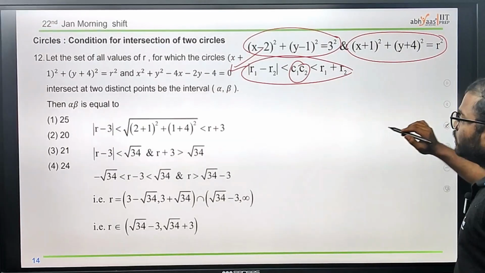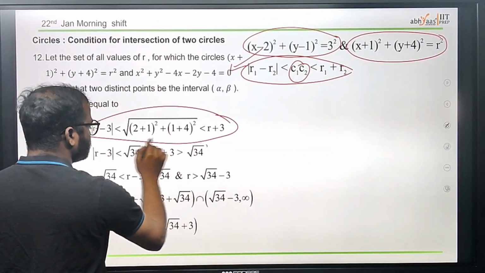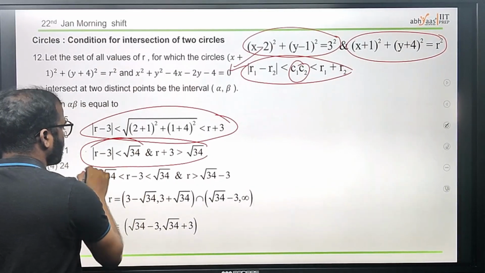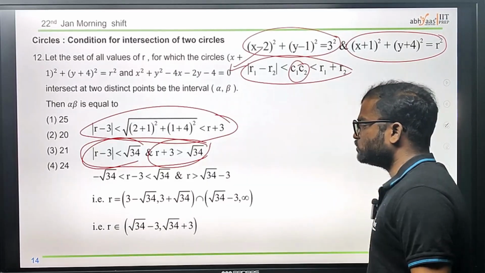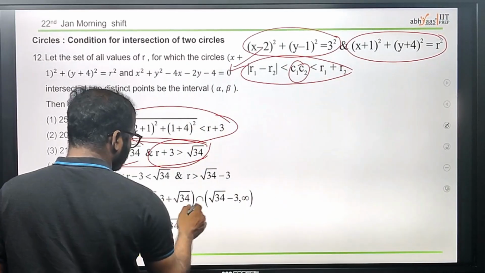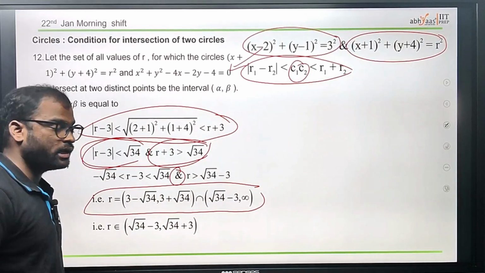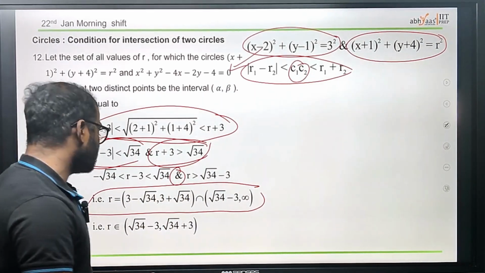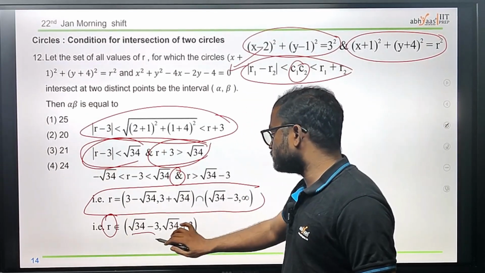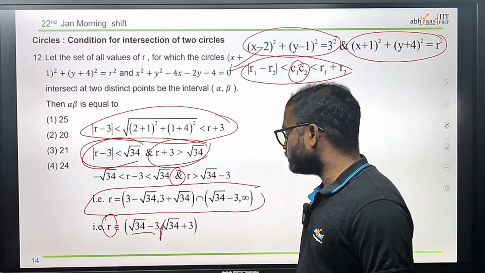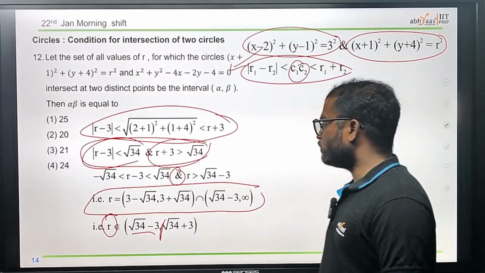Now just substituting those values, we will get two situations here, since we are finding r minus 3 less than root 34 and r plus 3 greater than root 34. If we just do this, we will get up to this one. Then we will use the intersection, that means we just take the common of it. If we observe, r will be in this interval, which is root 34 minus 3 to root 34 plus 3. Therefore we got this one.